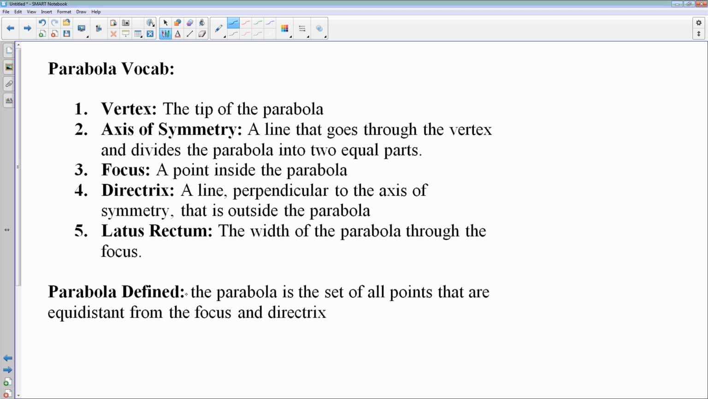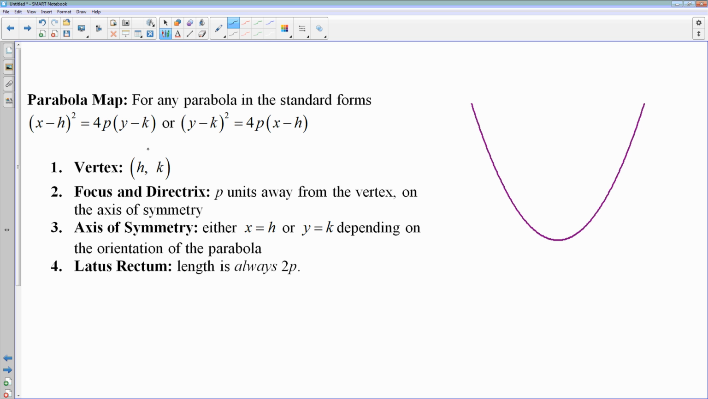The parabola is defined as the set of all points that are the same distance, I wrote equidistant, but the same distance from the focus and the directrix. And I'll show you what that means on the next page as well. So there's those.